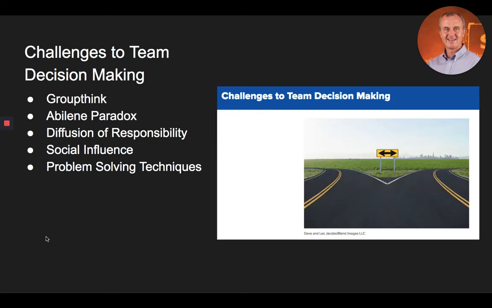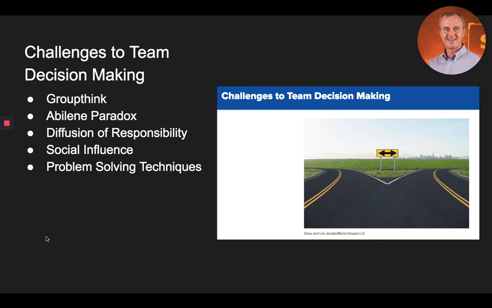So finally, let's talk about the challenges to team decision making. Team decision making is complicated by group dynamics. That is, individual members share information as well as their opinions and judgments, and through the course of these interactions, team decisions are reached. There are several challenges to team decision making that arise from these factors. These challenges include groupthink, the Abilene Paradox, diffusion of responsibility, and social influence.